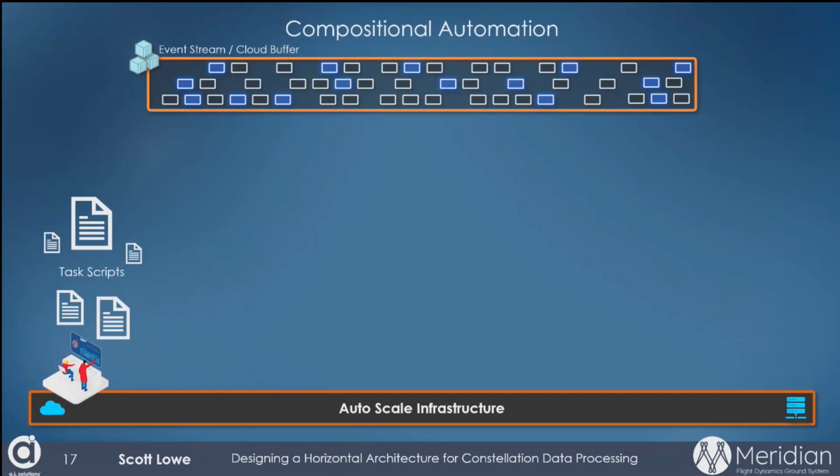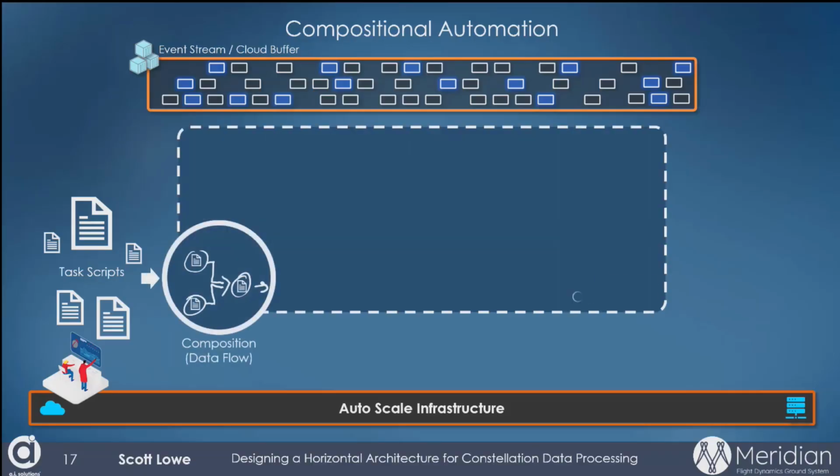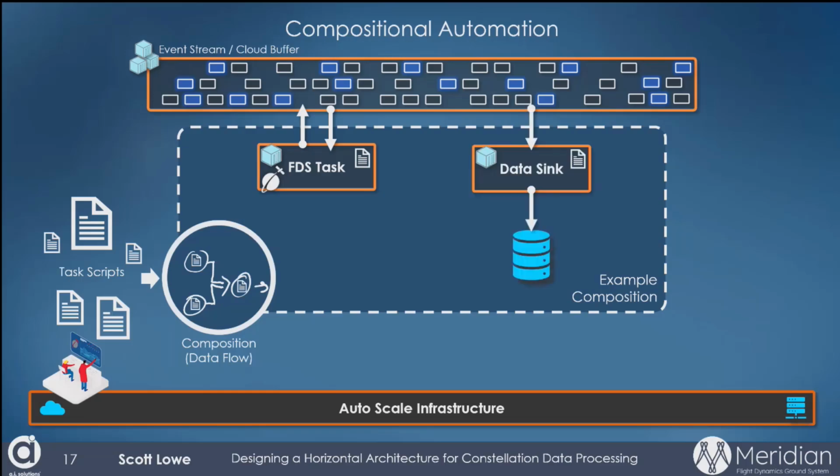Our operators can write their own task scripts. And not only can they write their own scripts, they can design those scripts into composition. So, not just one script working by itself, but multiple scripts that can be instantiated hundreds or thousands of times. So here's an example composition. A typical composition could have an FDS task that's processing some data, reading events in and producing data out. We could have a data sync in here.